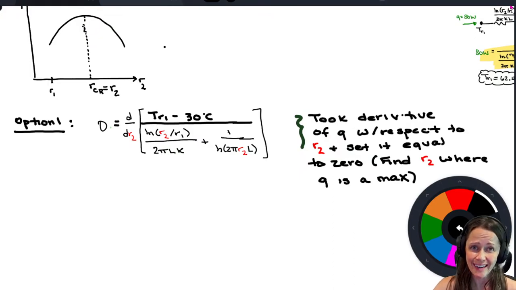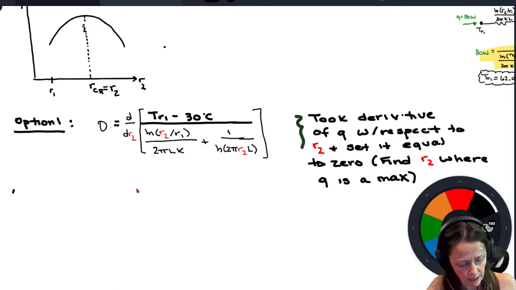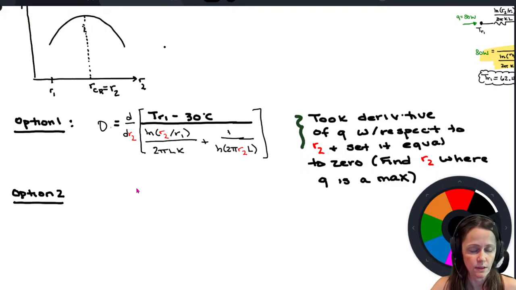So that looks kind of ugly, and it is, right? So the other option is to try to make our life a little bit easier. Instead of thinking in terms of the Q and maximizing the Q, let's look at minimizing the thermal resistance, because a minimum thermal resistance would maximize that Q.